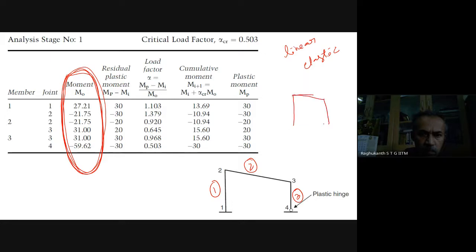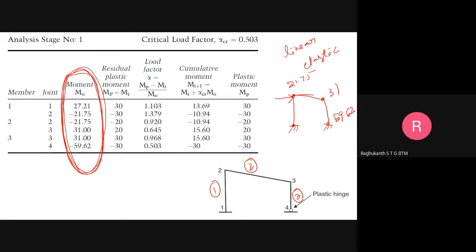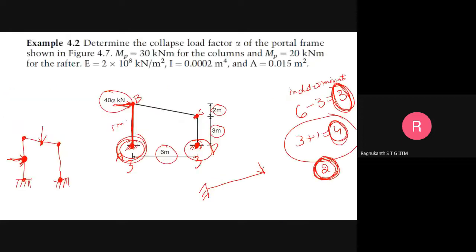See, this is our portal frame. From our linear elastic analysis for this load, you have calculated the bending moments. The bending moment here is 27.21, here it is 21.75, then it is 31 here, and here it is 59.62. Now you tell me which is the place where the first plastic hinge will form, where the bending moment is maximum. I have given the numbers also, right? It is 4. This is the place, 59.62. No need to worry about negative signs and other things. So the maximum bending moment is here, and this is the place where the first plastic hinge will get formed.